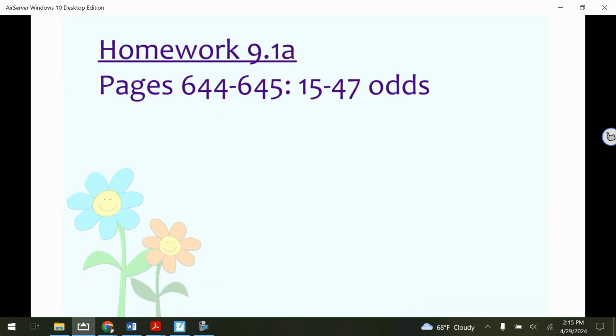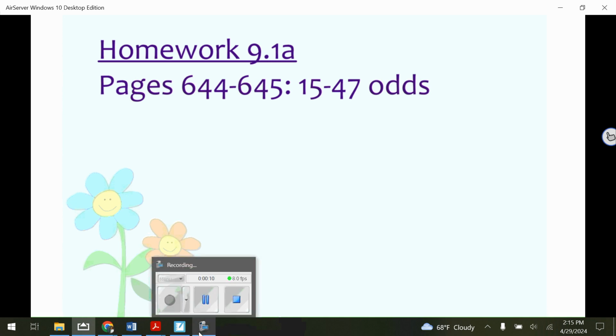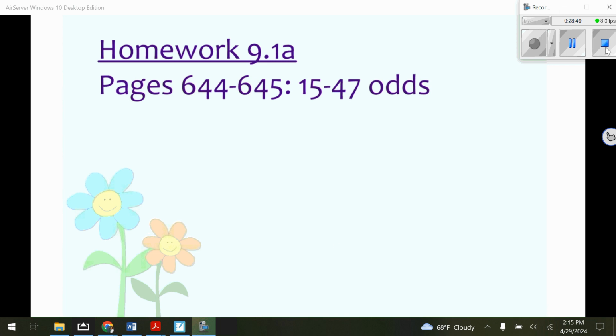Here is the assignment. We're going to practice sequences, and then tomorrow we're going to get into more specific sequences that allow us to write explicit formulas for very specific types of sequences.